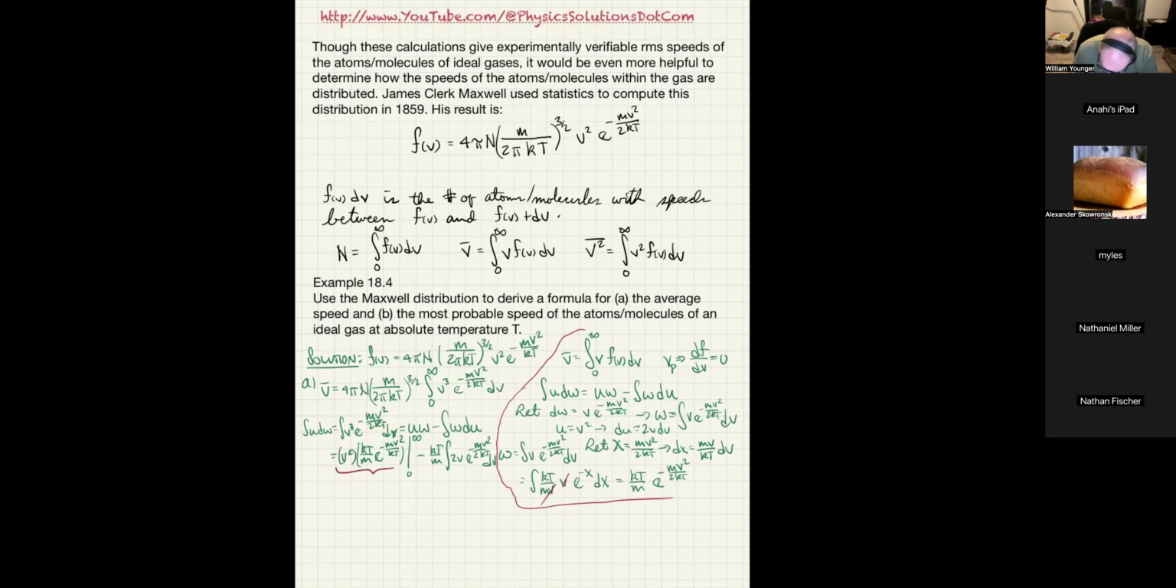So right here we have 0. And I'm left with now, I know we don't have much time, but I'm left with now negative 2kt over m times the integral of v e to the negative mv squared over 2kt dv.